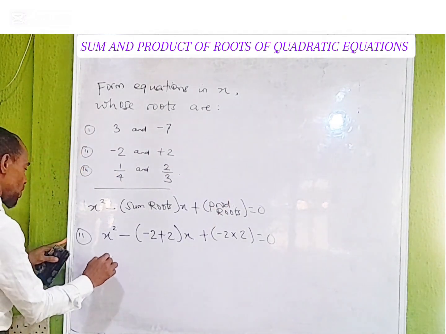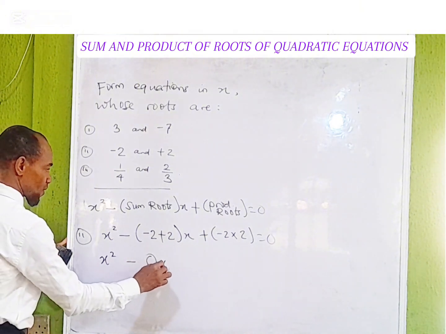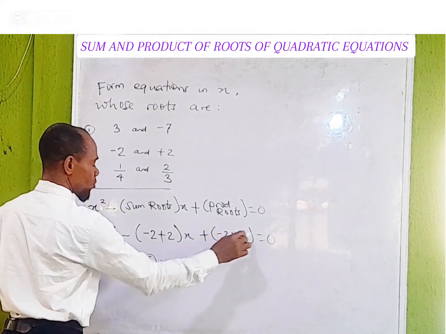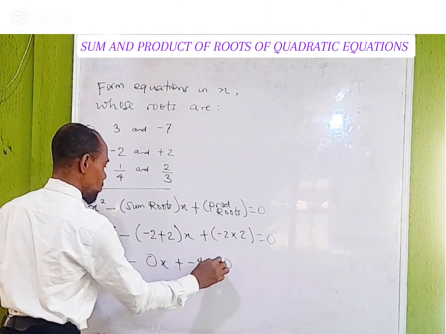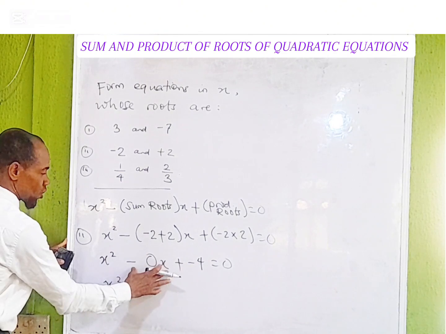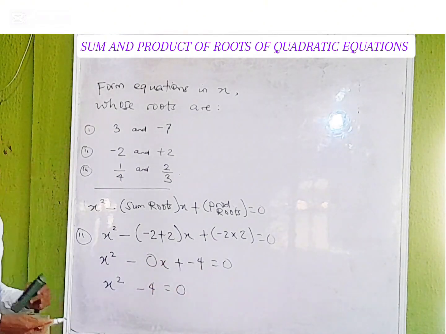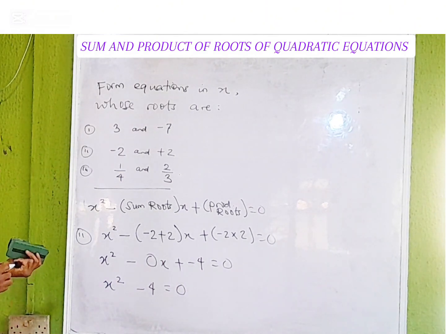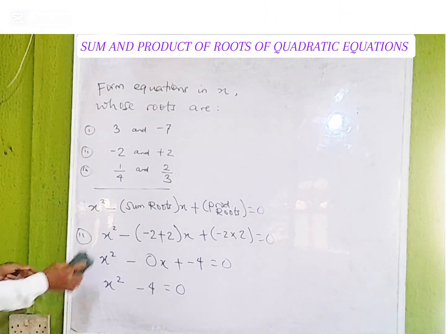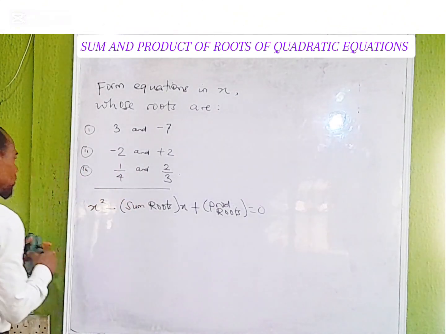So you have x squared minus, 2 plus 2 is 0, times x, plus minus 2 times 2 is minus 4 equals 0. And that results in x squared minus 0x, everything here vanishes, plus times minus 4 equals 0 again. And that is it. It's as straightforward as that. Very, very simple.